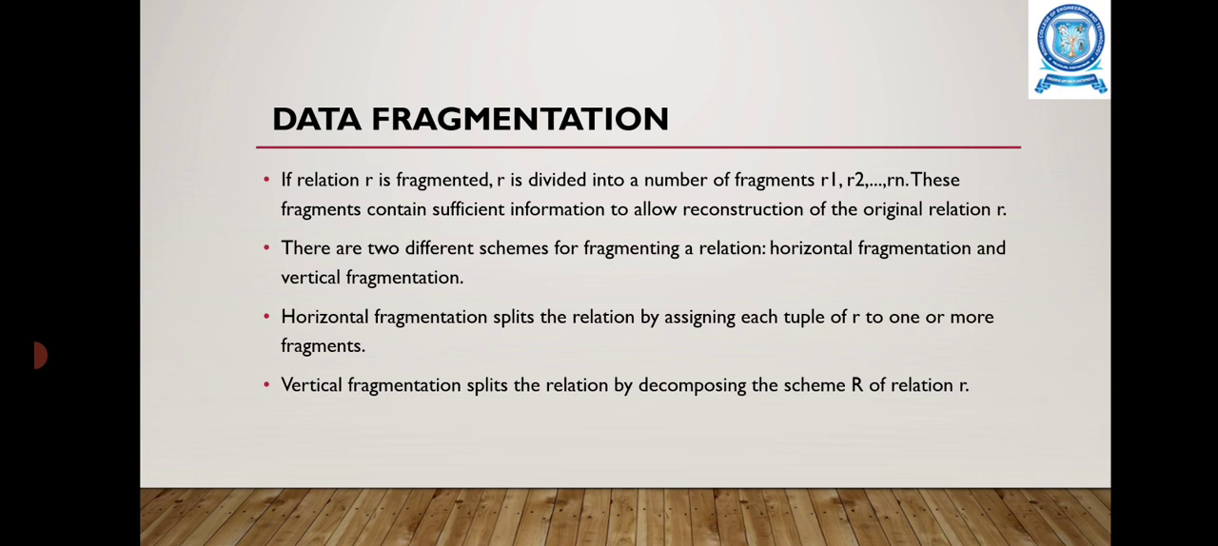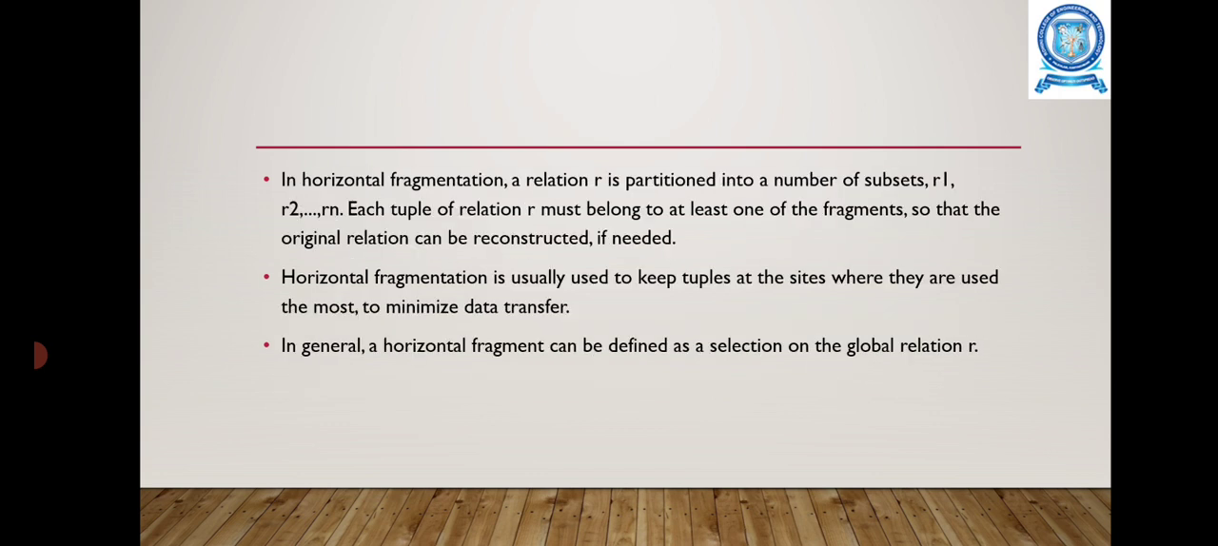Horizontal fragmentation splits the relation by assigning each tuple of R to one or more fragments. Vertical fragmentation splits the relation by decomposing the scheme R of relation R. In horizontal fragmentation, a relation R is partitioned into a number of subsets R1 to Rn. Each tuple of relation R must belong to at least one of the fragments so that the original relation can be reconstructed if needed.